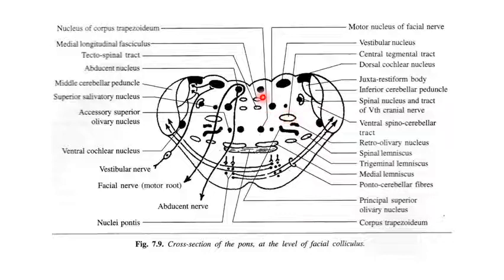After this, close to the midline, you can see these two structures, and you will find them in all these sections of the brainstem. One is the medial longitudinal fasciculus, and ventral to it there is the tectospinal tract. So the dorsal one is the medial longitudinal fasciculus, and the ventral one is the tectospinal tract.